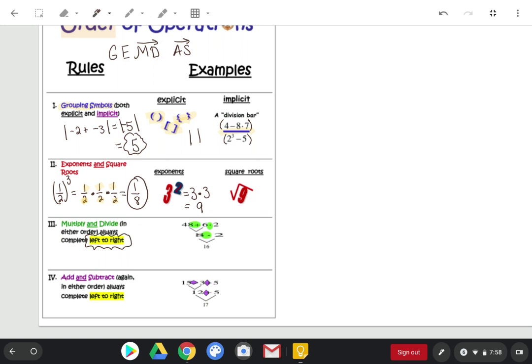Okay? And the last thing we're going to look for is addition and subtraction. Addition is not more important than subtraction. Subtraction is not more important than addition. So again, how do we know what to do if we encounter both of those operations in the same problem? We go from left to right.